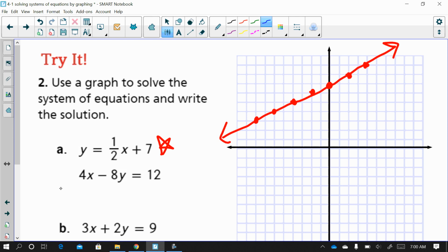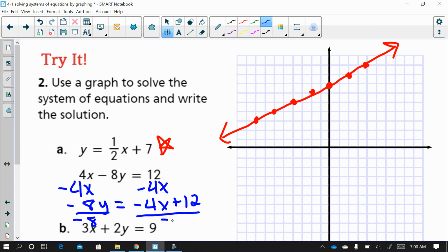Got to get y by itself, so we subtract 4x. So negative 8y equals negative 4x plus 12. Okay, we need to divide by negative 8. So we get the equation y equals negative 4 divided by negative 8, which is the same thing as 1/2. 12 divided by negative 8 is negative 1.5. So negative 1.5, negative 1, and a little bit.